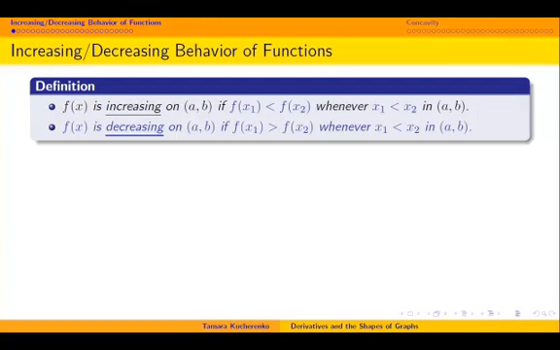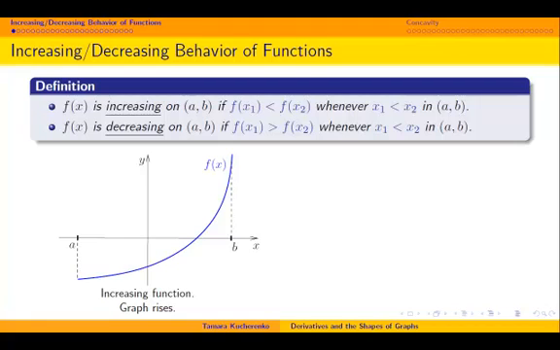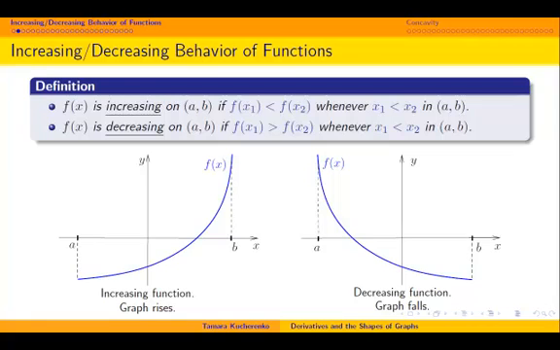F of x is decreasing on interval AB if f of x1 is greater than f of x2 whenever x1 is less than x2 in AB. In other words, f of x is decreasing if its values are getting smaller when x is getting larger. Graphically, function f is increasing if its graph goes up as we move to the right. Function f is decreasing if its graph goes down when we move to the right.